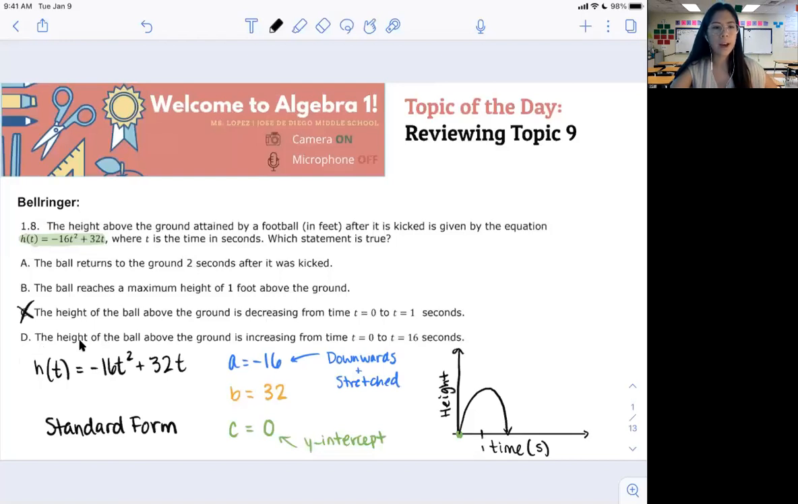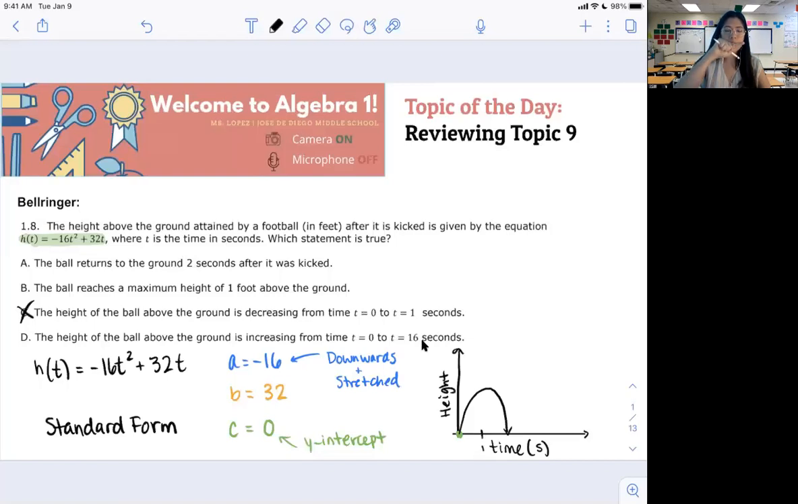And then finally, the height of the ball above the ground is increasing from 0 to 16 seconds. Does that sound like a reasonable amount of time? How long is 16 seconds? Do you guys want to sit in silence for 16 seconds? Let's see how long that is. I want you to picture a ball being thrown in the air. So picture yourself kicking a ball in 3, 2, 1.